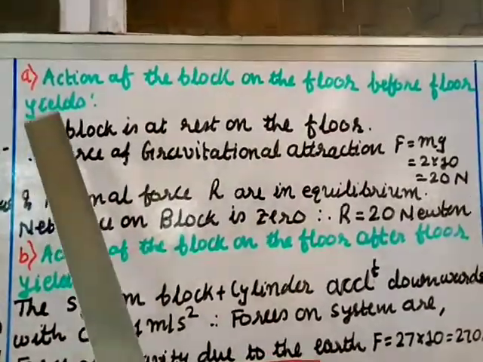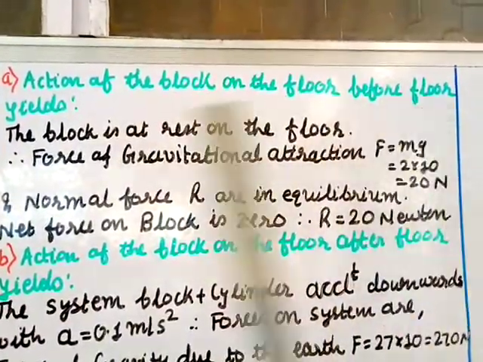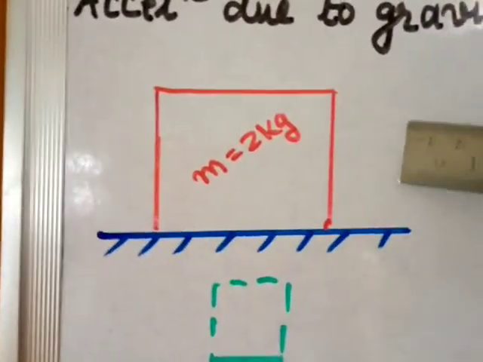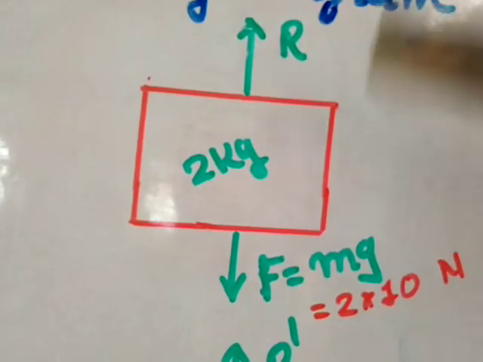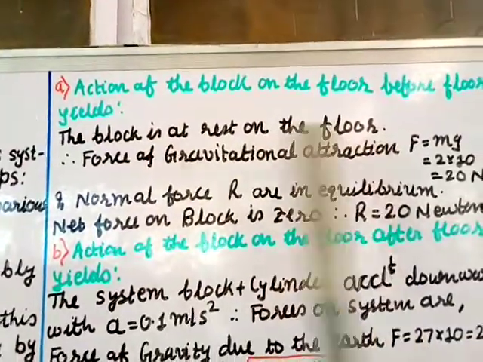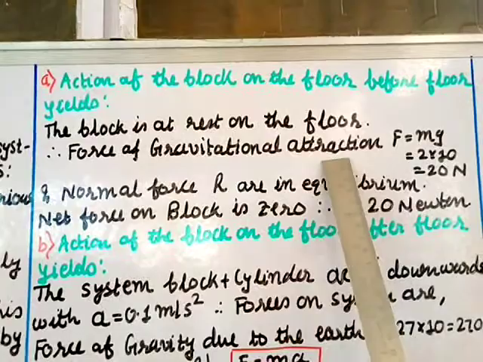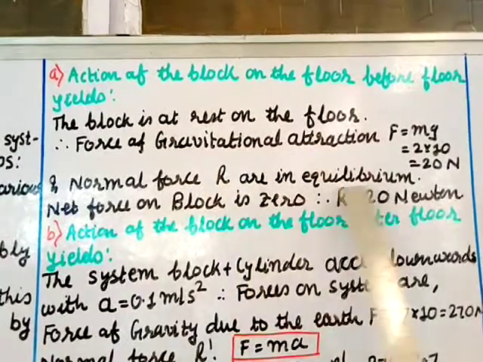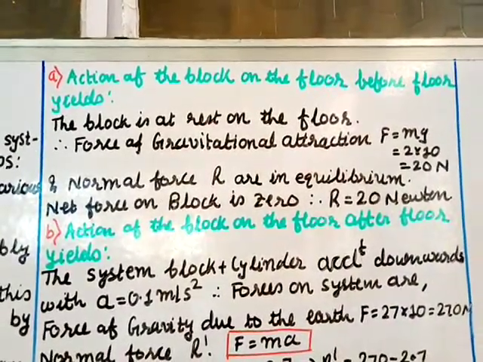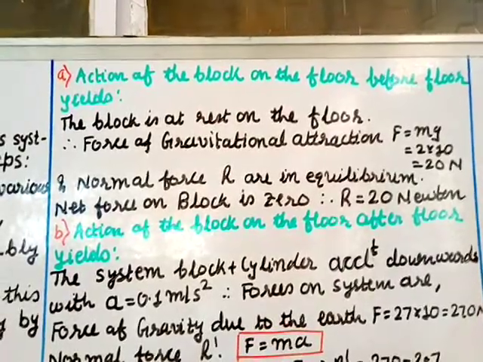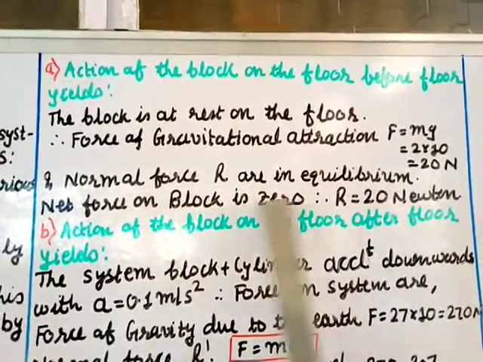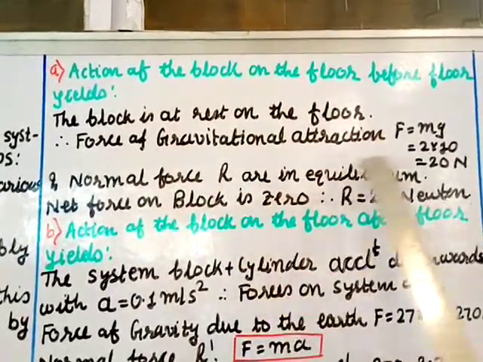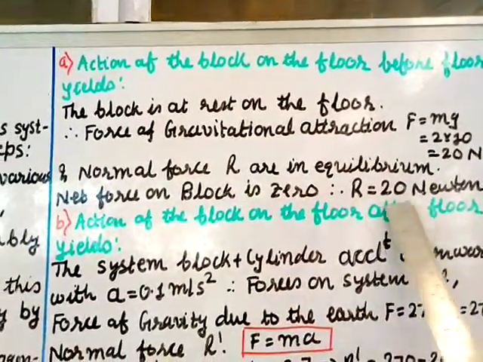Part A, action of the block on the floor before the floor yields. Before the floor yields means before it comes down, it is at rest, right? So both the forces are equal, or you can say the net external force is 0 on the block. The block is at rest on the floor. Force of gravitational attraction F equal to mg equal to 2 into 10 equal to 20 Newton. And normal force R in equilibrium. Why equilibrium? Both are equal and opposite, therefore the box is at rest. Net force on the block is 0. So we can say R and F are the same, F value is 20, so R value is 20 Newton.